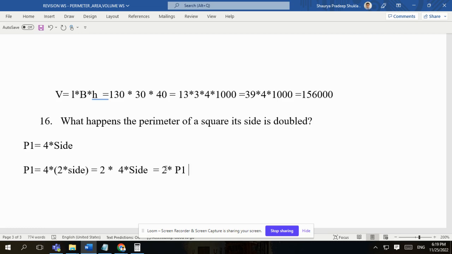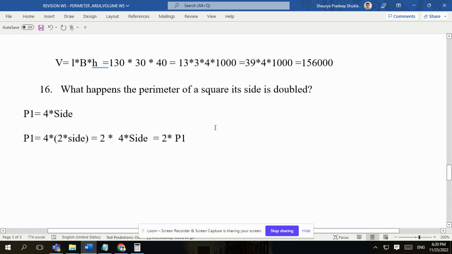But guys, the way you have to solve this is: you have to write perimeter P1 equal to 4 multiplied by side. Now the side is double, so you say double of side. Then take 2 out, 4 multiplied by side. Then you can say this 4 multiplied by side is equal to P1. Then you can conclude like that.